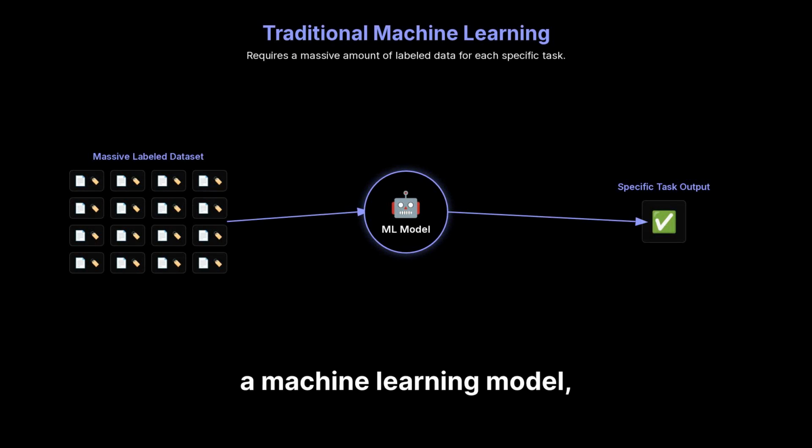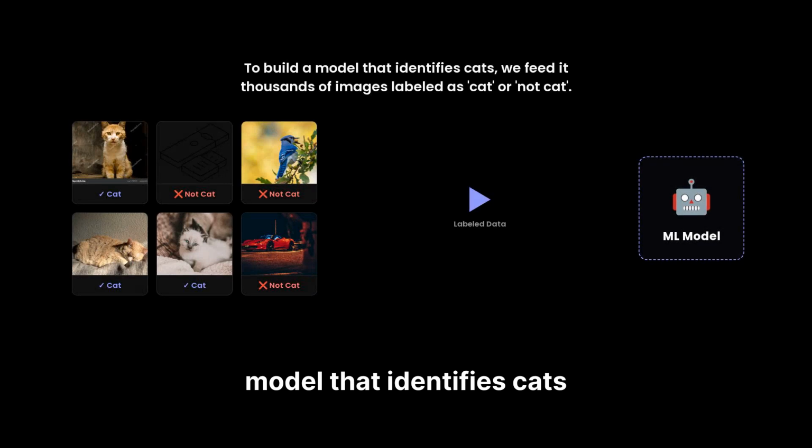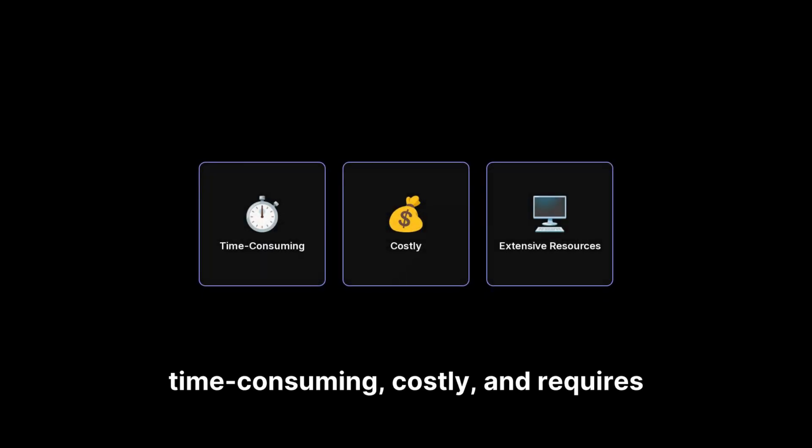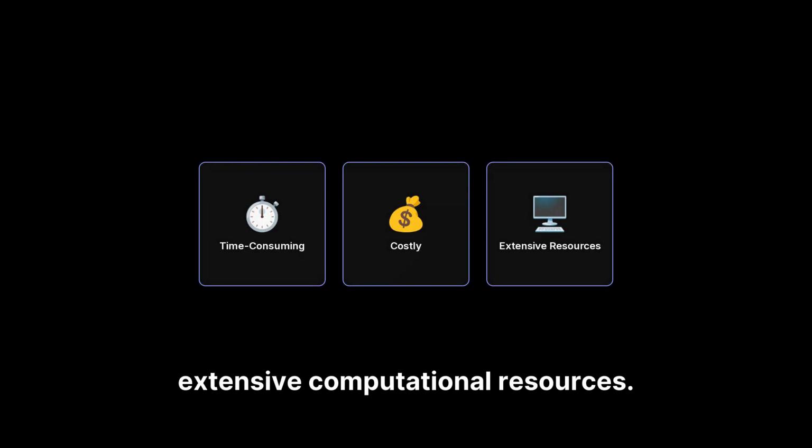To understand transfer learning, let's start with a quick refresher on traditional machine learning. Typically, when we train a machine learning model, we need a massive amount of labeled data specific to that task. For example, if we wanted to build a model that identifies cats in photos, we would feed it thousands, if not millions, of images labeled as either cat or not cat. This process can be time-consuming, costly, and requires extensive computational resources.